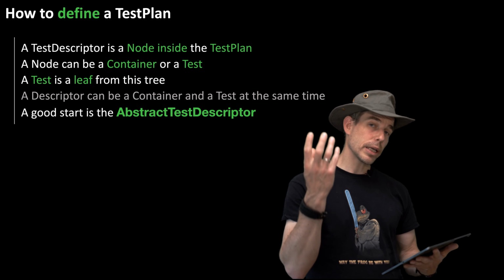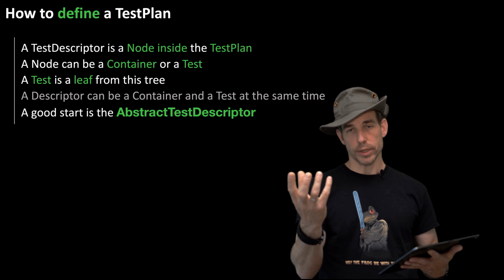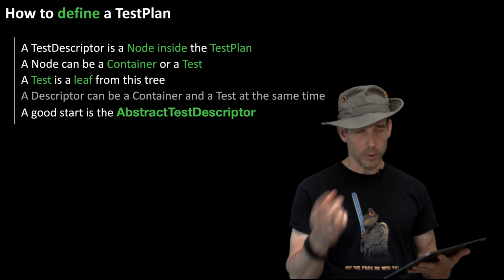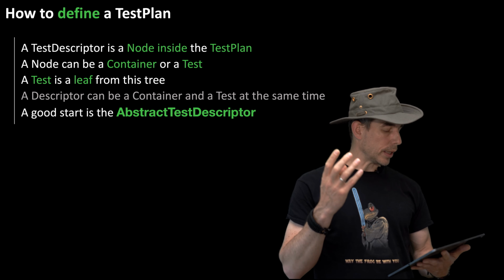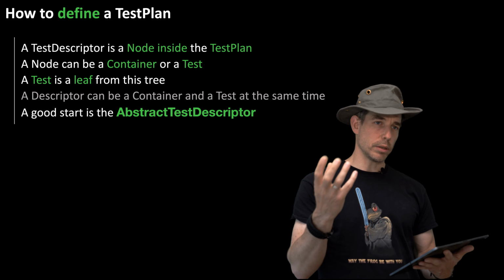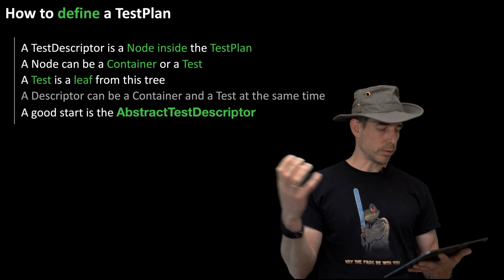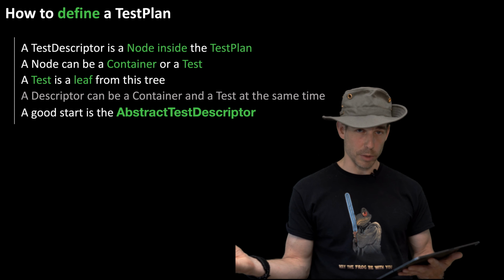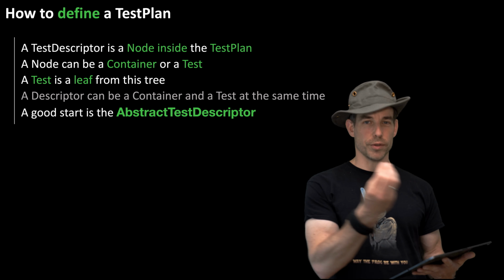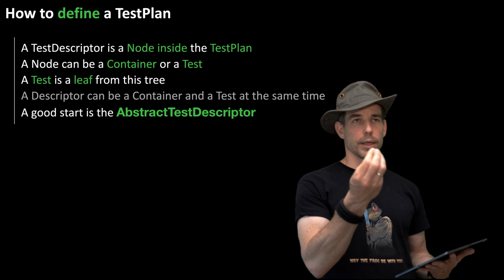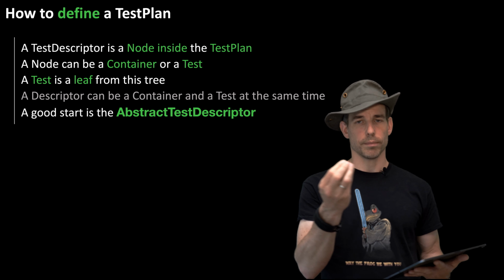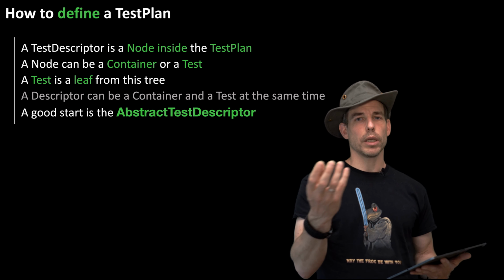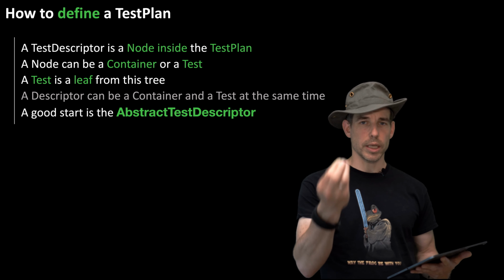So what's the test plan? If I'm doing all this stuff, I have a tree, not a graph, a tree. And this is built on the base of test descriptors. A test descriptor is a node inside the test plan, as I mentioned earlier. A node can be a container and a test. So the node for a class is a container, mostly because you have test methods inside. If you have a node for a package, it is a container.